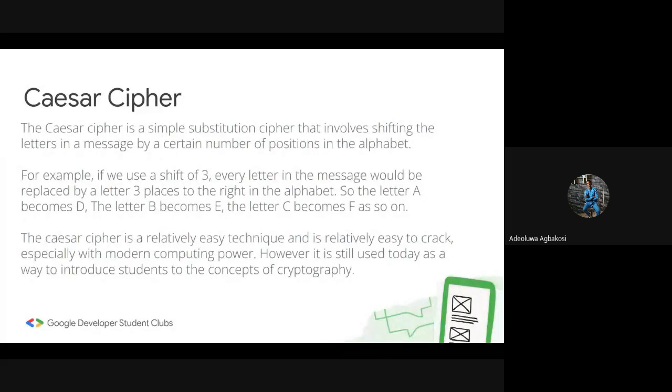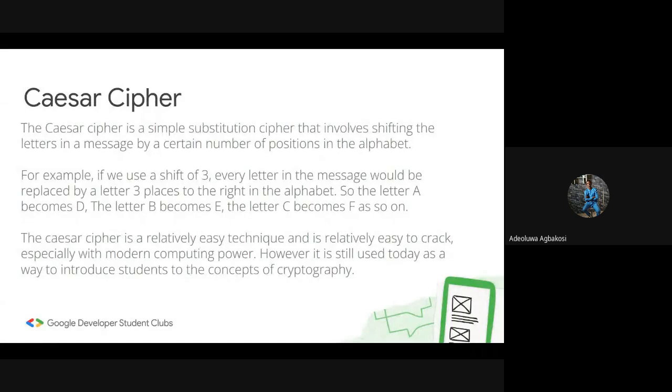Now, the Caesar cipher was invented by Julius Caesar. Actually, that's why it's called Caesar cipher. It was used during the time of ancient Rome. He used it to communicate between his generals. So they basically used it to scramble their communications. Now, in the Caesar cipher, the only thing that changes is letters.